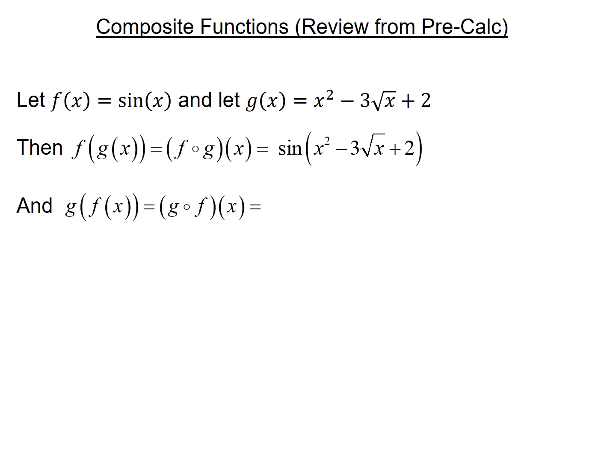And we can go the other direction. We could have the function g of f of x. So we're going to plug f into the function g. And notice x shows up two different times in the function g of x. So we replace x with sine, that's sine squared x. And notice the notation here that it's common practice to bring the exponent inside the function. Minus 3 root x becomes minus 3 root sine of x. And then our plus 2 is still just plus 2.